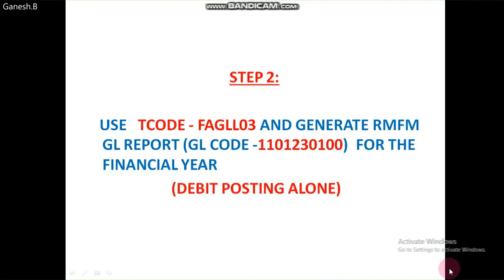There will be a credit entry with an RV document, that is nothing but the credit entry that will come once the customer connects the machine live. That figure we are not going to consider. We are going to consider only the debit postings available in the RMFM GL. How to get that figure, we will see.